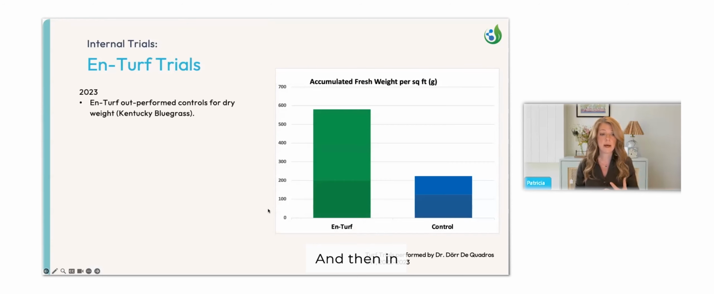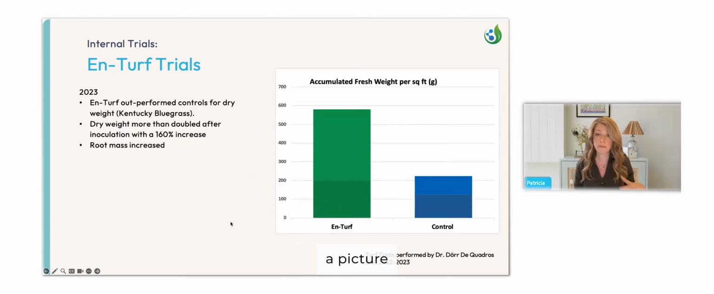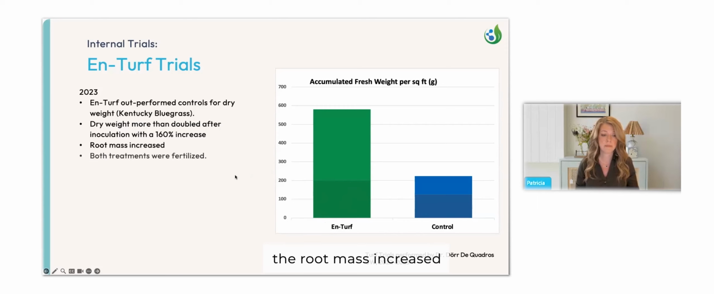Okay, and then at the beginning of this year, we also did additional trials. I believe this is on Kentucky bluegrass. And again, N-turf outperformed the controls for dry weight. There was a 160% increase. These were fertilized. So both of them were fertilized, and you can see that N-turf was able to utilize nitrogen a lot more and increase growth. I'm going to show you a picture in the next slide where we see that the root mass increased.